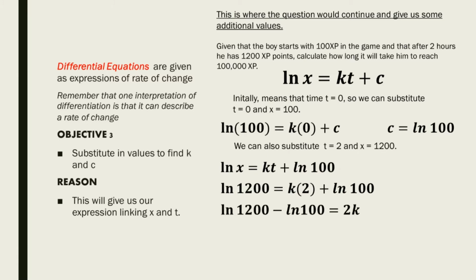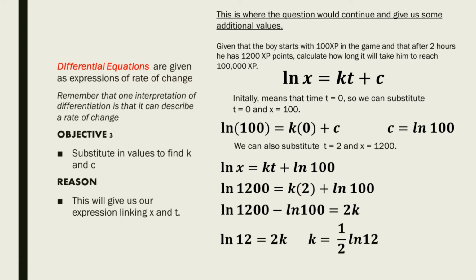And using our laws of logs, that says when we've got logs of the same base and we take them away from each other, that is the same as when you divide one by the other. And 1200 divided by 100 gives me 12. Natural log of 12 equals 2k, giving me k equal to half of natural log of 12.